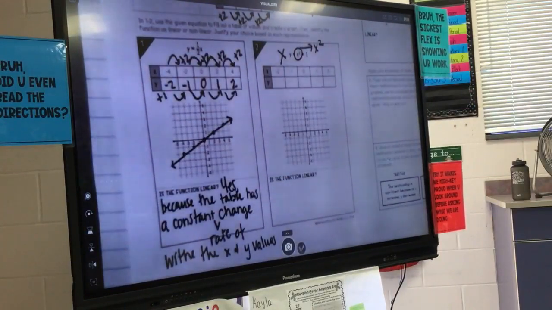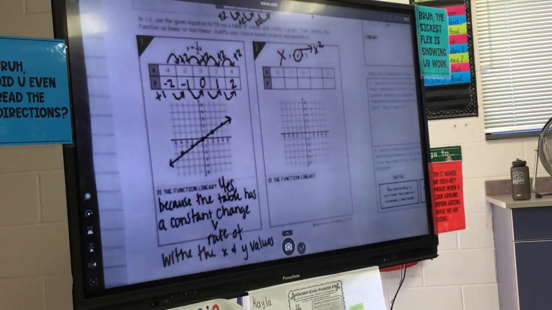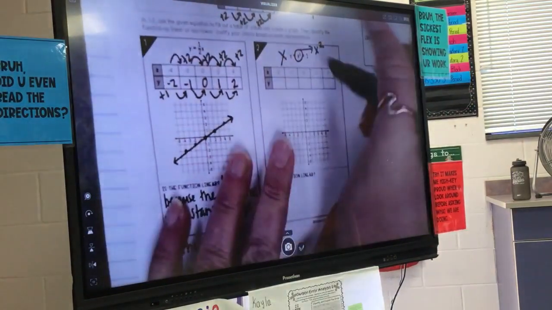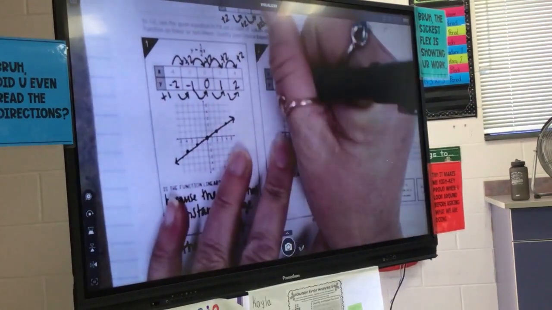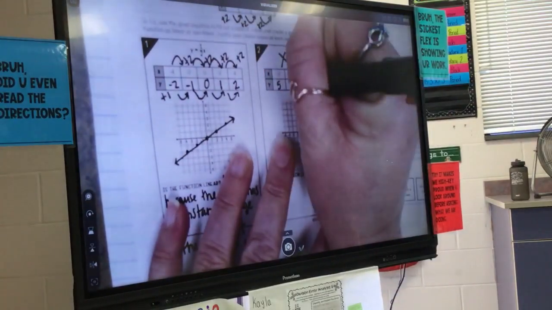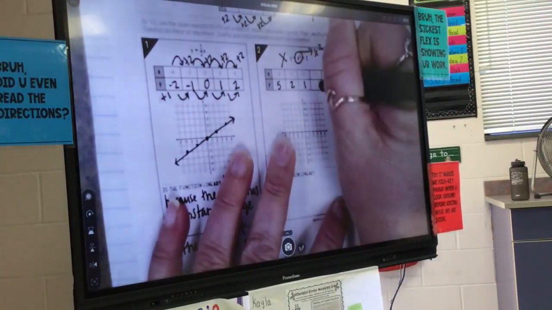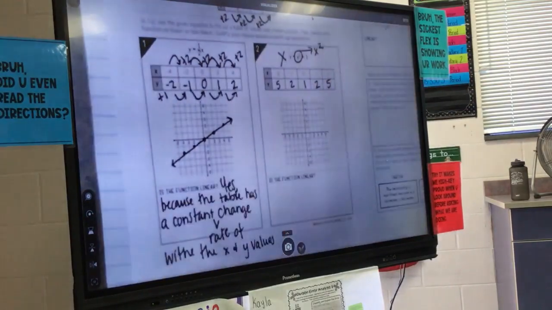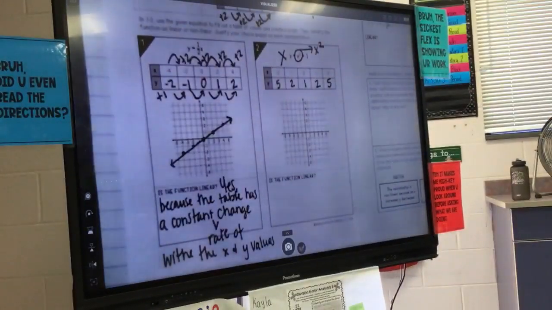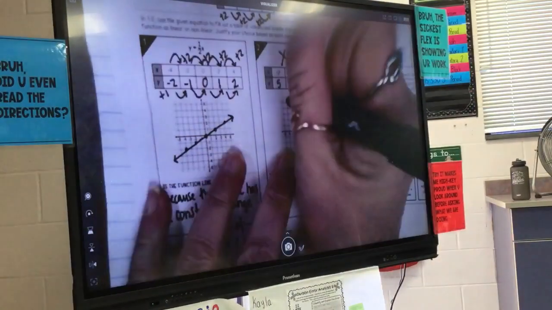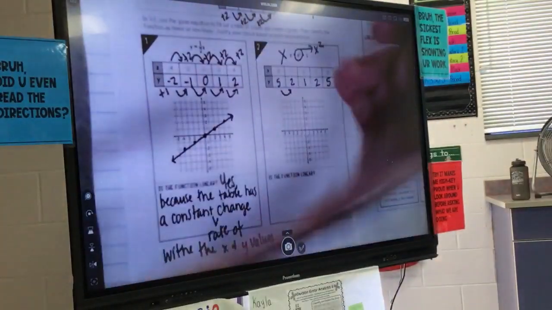But if we don't remember that rule, we can go ahead and plug in our numbers and we end up with 5, 2, 1, 2, 5, right? And then we say to ourselves, okay, how do I go from 5 to 2?